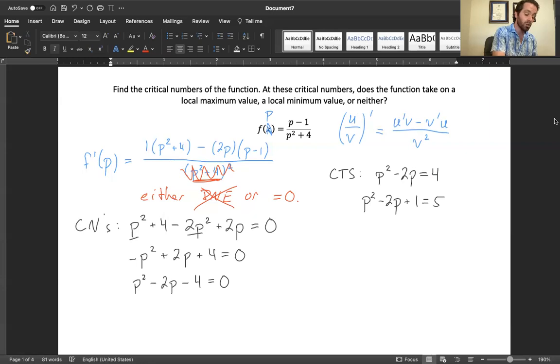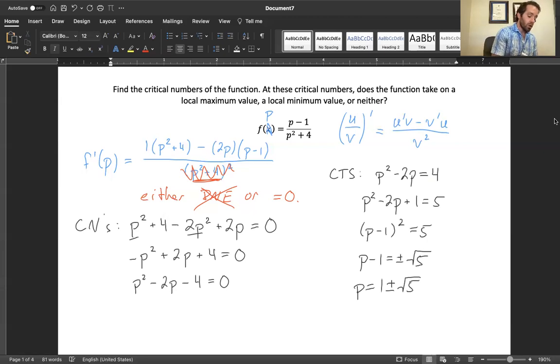Because over here, I also added 1 on the right-hand side. On the left, this is now (p minus 1) squared equals 5. And therefore, p minus 1 will be equal to the positive or negative square root of 5, meaning that p is equal to 1 plus or minus square root of 5.